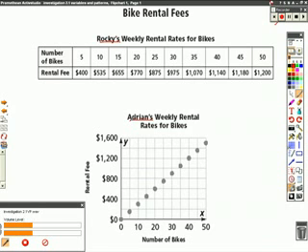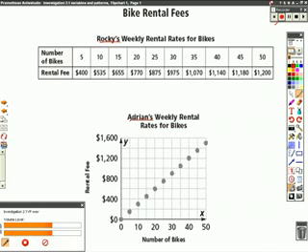All right, so part B. Suppose you make a graph from the table for Rocky Cycle Center. Would it make sense to connect the points? All right, so we have Adrian's is already in the graph. So what they're asking us is, what would happen if we make a graph for Rocky's?